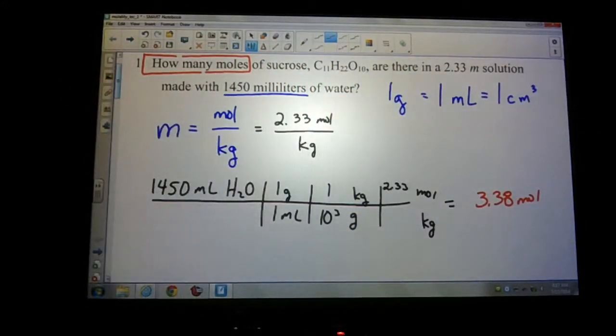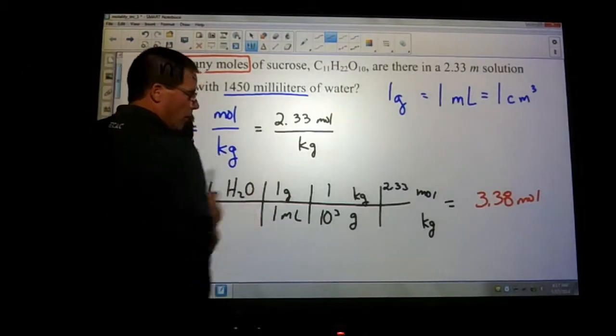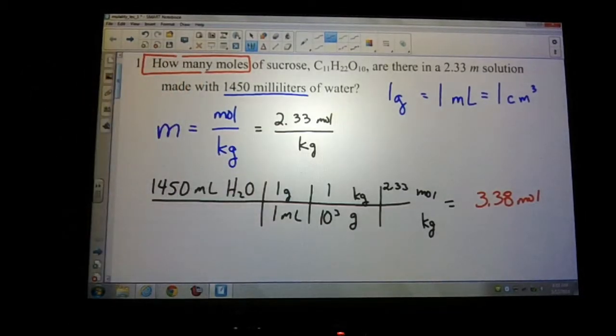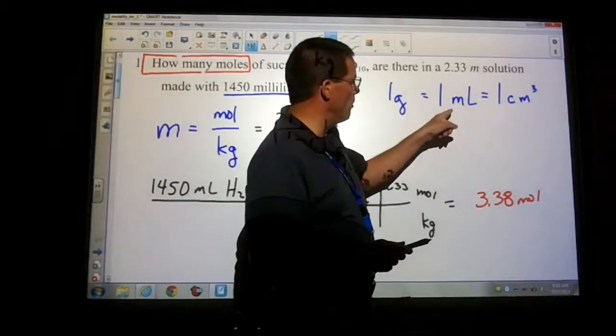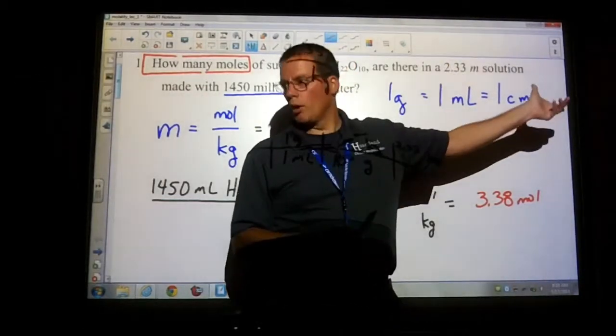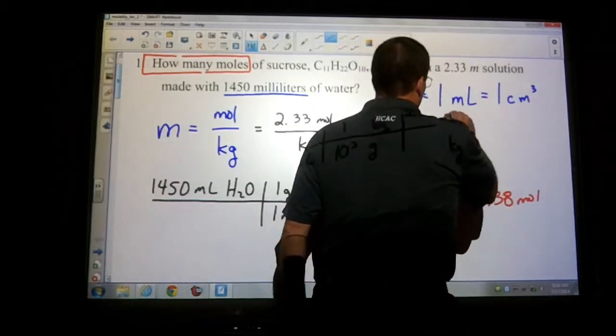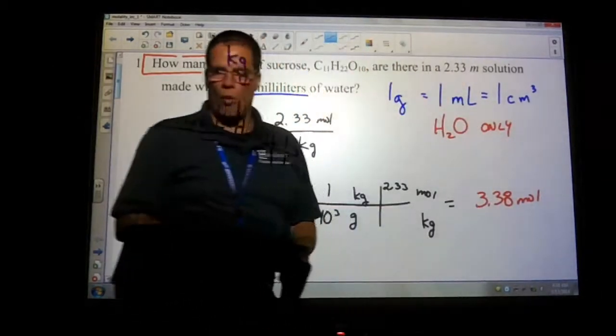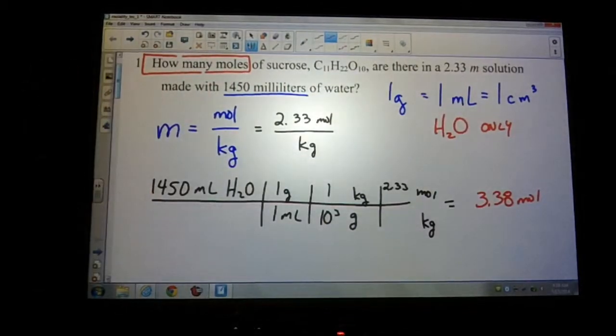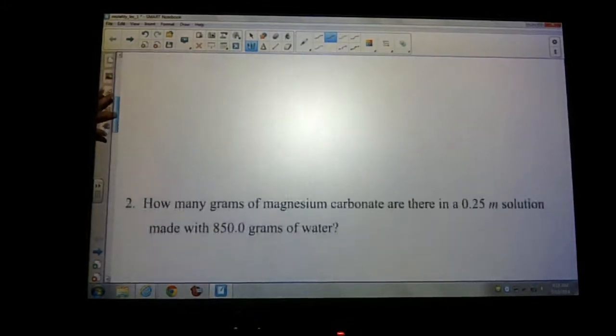Think you could do that on a quiz next Monday or Tuesday? It's not hard at all. The hardest part is knowing that molality is moles per kilogram. And knowing that 1 gram equals 1 milliliter, which also equals 1 centimeter cubed. And that is for water only. Okay? That's for water only. Don't try that with anything else. Okay? All right.